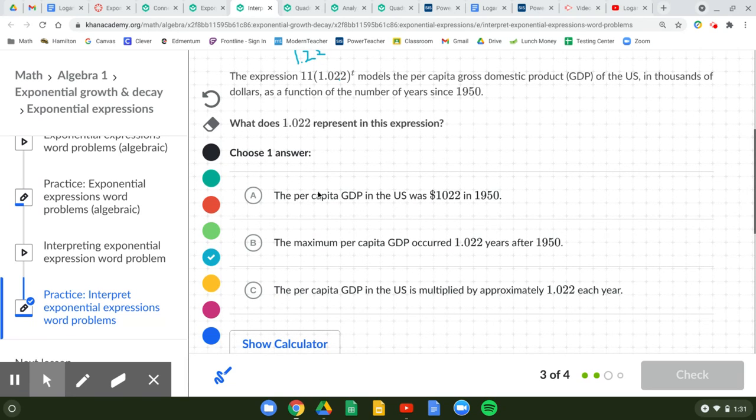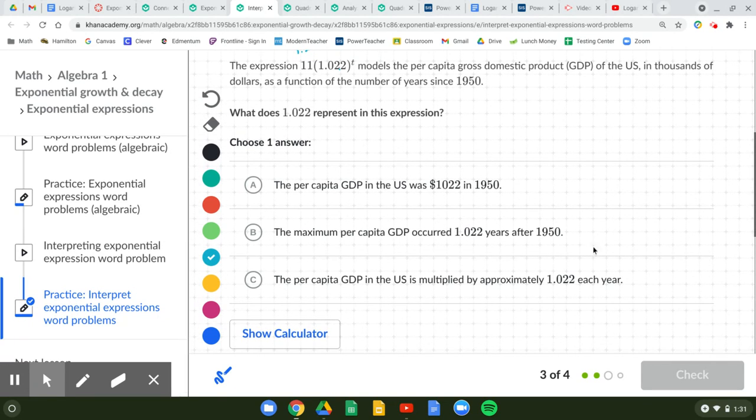Nope, it's not the starting amount. The starting amount was 11. So in 1950, apparently, the gross domestic product was 11 in thousands of dollars. So $11,000, that seems really low, but okay. The per capita GDP in the United States is multiplied by approximately 1.022 each year. Yes, that is what's happening. It's getting multiplied by that each year, over and over and over again.